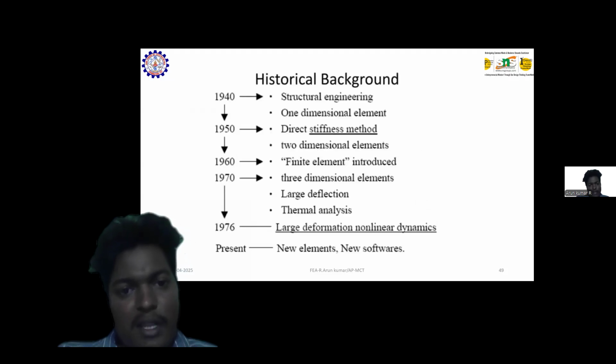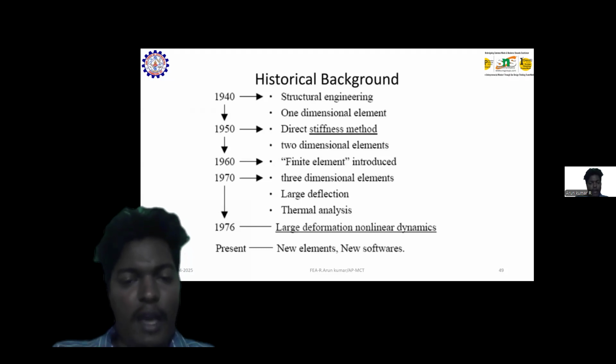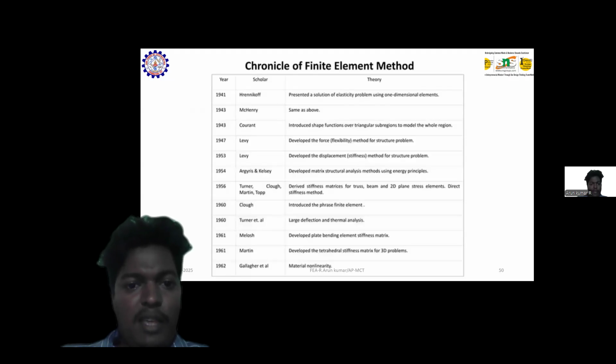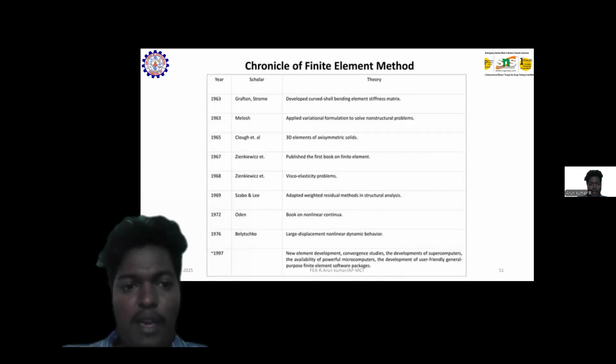So this is the history of the FEA. In 1940, structural engineering and the one-dimensional element. Going to 1950, the direct stiffness method and two-dimensional elements. In 1960, the finite element introduction and three-dimensional elements. In 1970, the three-dimensional element, large deflections and thermal analysis. In 1976, large deformation and nonlinear dynamics. In the present, new elements and software. So this is the historical view of how the FEA evolved.